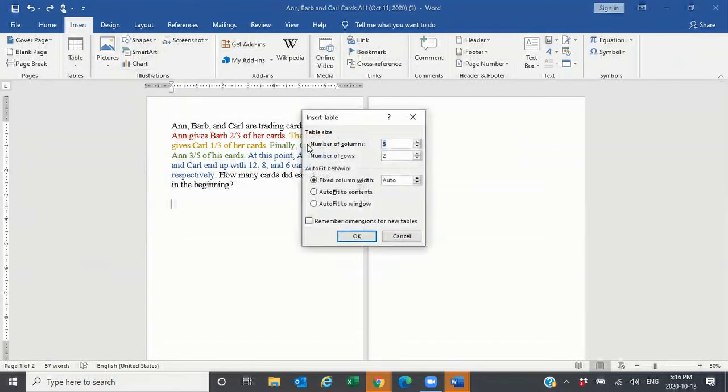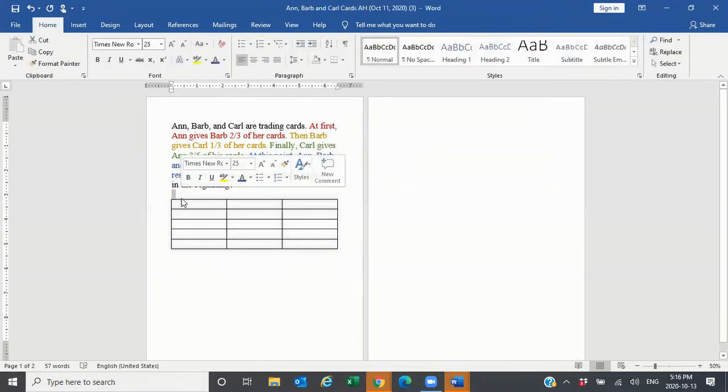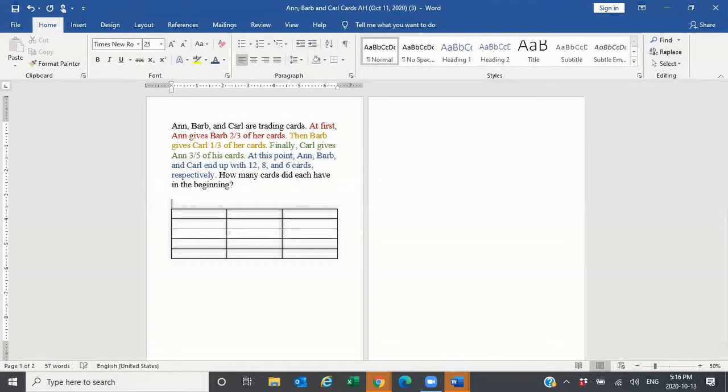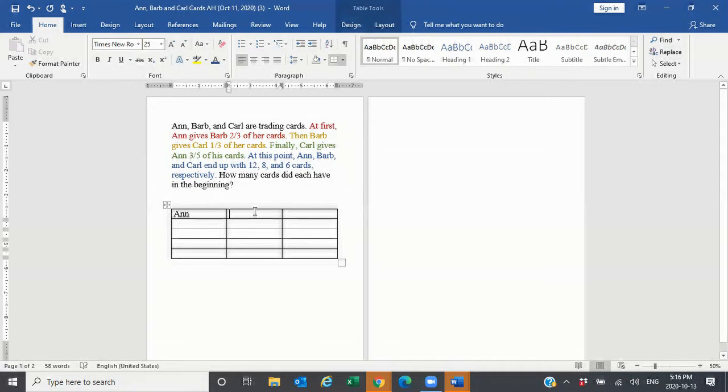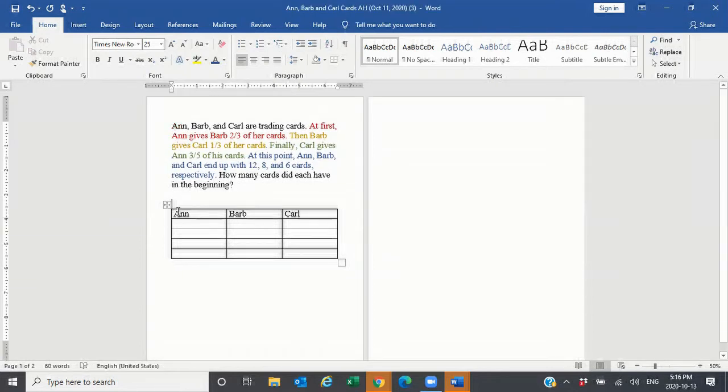Alright, now to make a table. I'm going to need a 3x5 with this question. There we go. I'm going to leave a space and write each of their names. Anne, Barb, and Carl. Can't highlight. Oh, there we go.